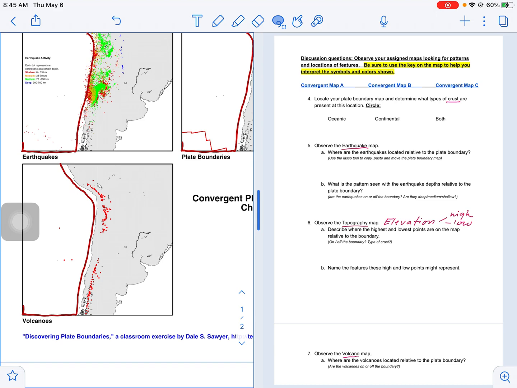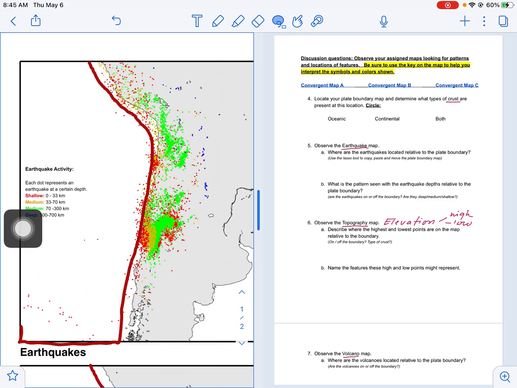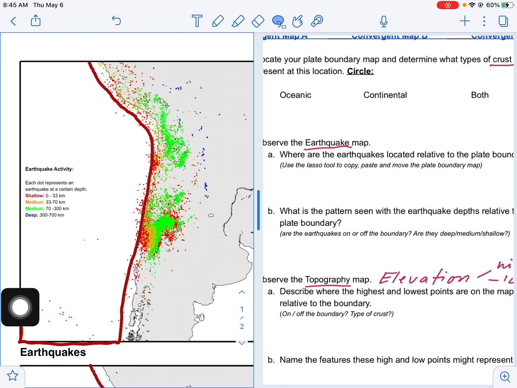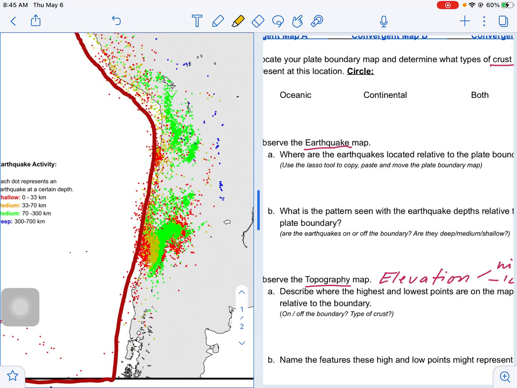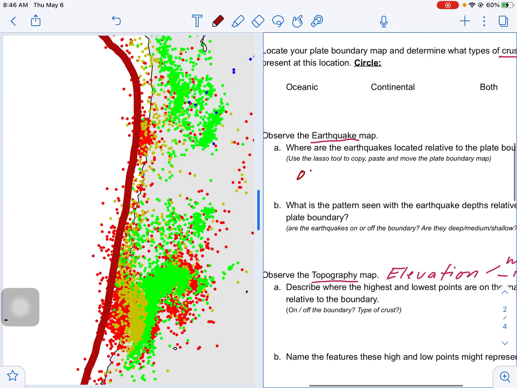Looking at the first question, we're investigating earthquakes. What is their depth and their location relative to the boundary? The first one here, we want to say where they are. We want to use those terms: on the boundary, off the boundary. Again, this is the boundary line, that red line we put in. Do I notice earthquakes on the boundary? Are they touching that red line? Well, the answer is yes. We do have earthquakes on the boundary line.